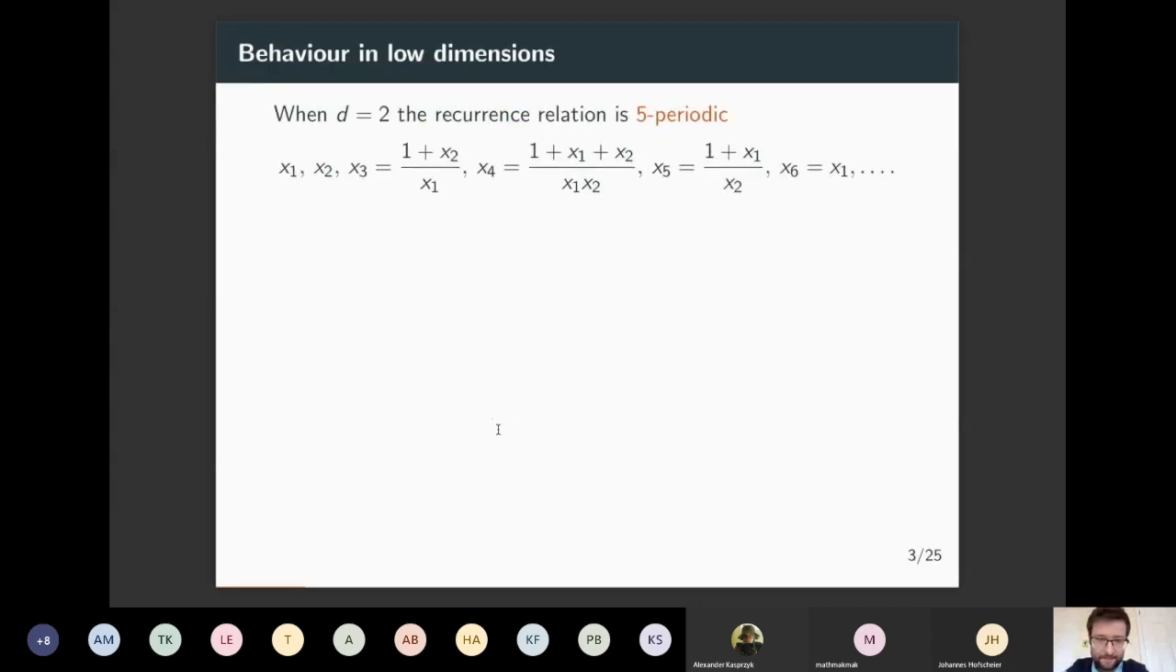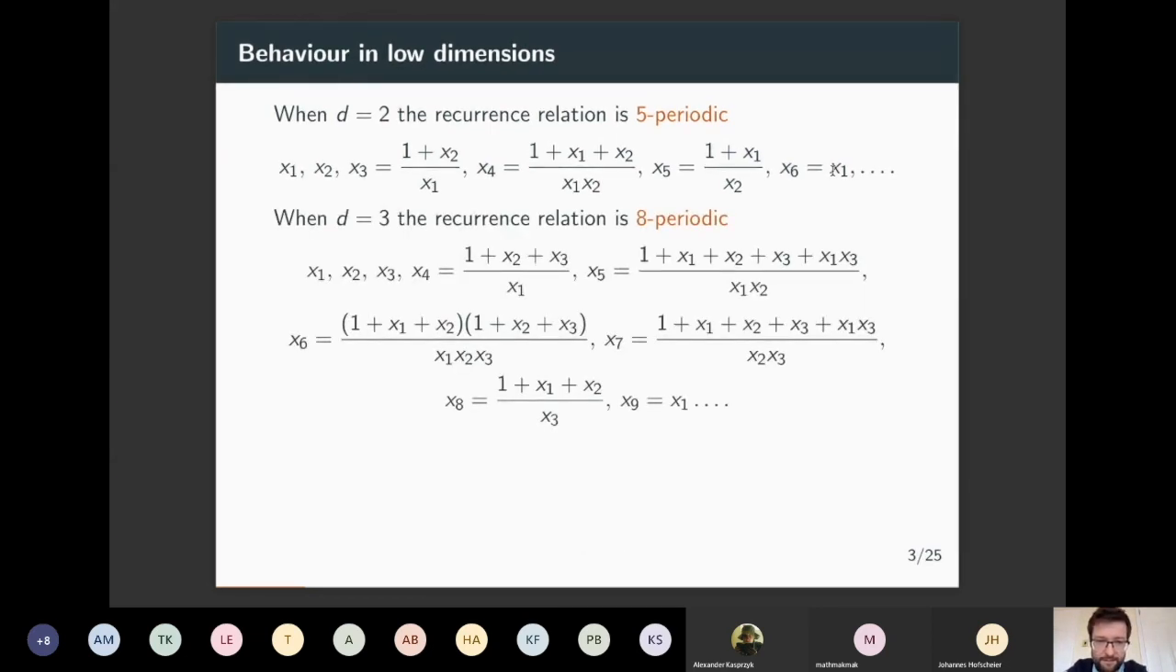This recurrence relation in 2 dimensions is very famously known to be 5 periodic. When d is equal to 2, I've got 2 variables, and x3 is just 1 plus x2 divided by x1. So that's clear how to write in terms of x1 and x2. Then x4 is 1 plus x3 divided by x2, and if I substitute in what I know x3 is, it simplifies to this expression. It looks like it's going to get worse and worse, but when I do this iteration one more time, I find that x5 is actually simpler than x4. And if I do it again, I find that x6 is back to where I started, x1. So this recurrence relation is very special in dimension 2. It's 5 periodic.